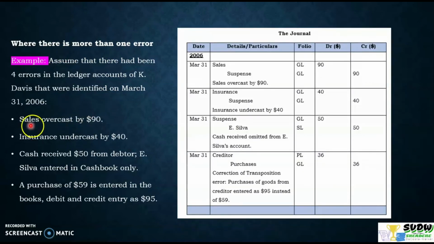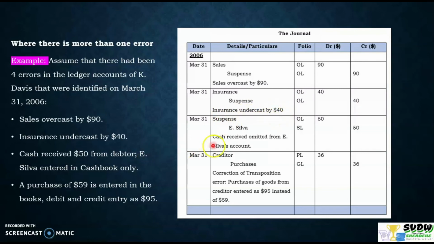So sales is overcast by $90, so we're going to have to reduce sales. So we debit sales with the $90, credit suspense, sales overcast by 90. Insurance undercast, so insurance is less than it should have been, so we're going to debit it, being an expense account which carries a debit balance. We're going to debit it with the $40 and credit suspense with the $40. The narration: insurance undercast by $40.